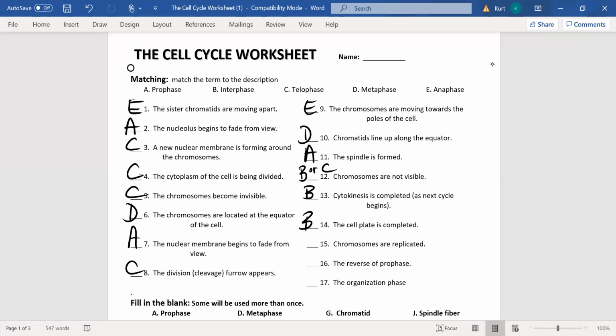Okay, number 15, chromosomes are replicated. That would be interphase. The reverse of prophase. In prophase, the nucleus erodes and the chromatin condenses to chromosomes. So this is the opposite of that, where the nucleus reappears and the chromosomes decondense to chromatin. That would be telophase. And then the organization phase would be interphase. You're getting ready. All right, I'll let you look those over. You can put on pause, think about it, see how you're doing.